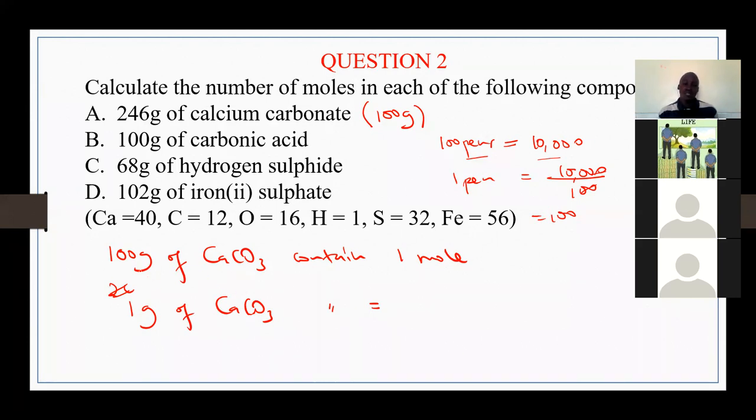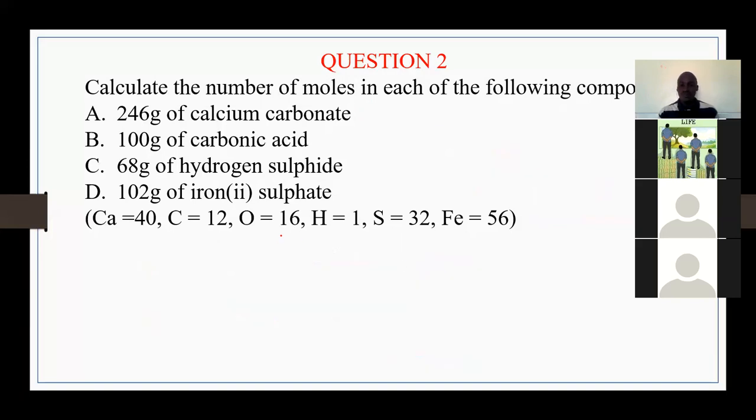So if you look at this question here, 100 grams of calcium carbonate contain 1 mole. What about 1 gram of calcium carbonate? It will contain 1 mole divided by 100 grams. So it will be 1 over 100. So 1 gram of calcium carbonate will contain 0.01 moles, such that 100 of these will always go back to this 1 mole. Okay, let's repeat it once more.